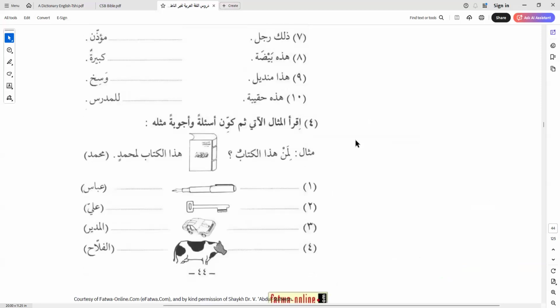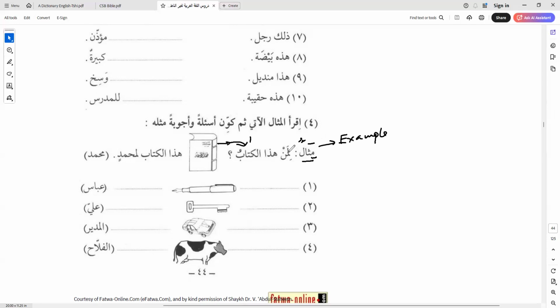According to Sheikh Abdul Rahman, he says اقرأ المثال الآتي ثم كون أسئلة وأجوبة مثله. He's saying that we should read the following example. So this is the مثال. مثال means example, or it can be specimen, it can be sample. لمن هذا الكتاب؟ This is a book, right? كتاب. الكتاب. This is الكتاب.